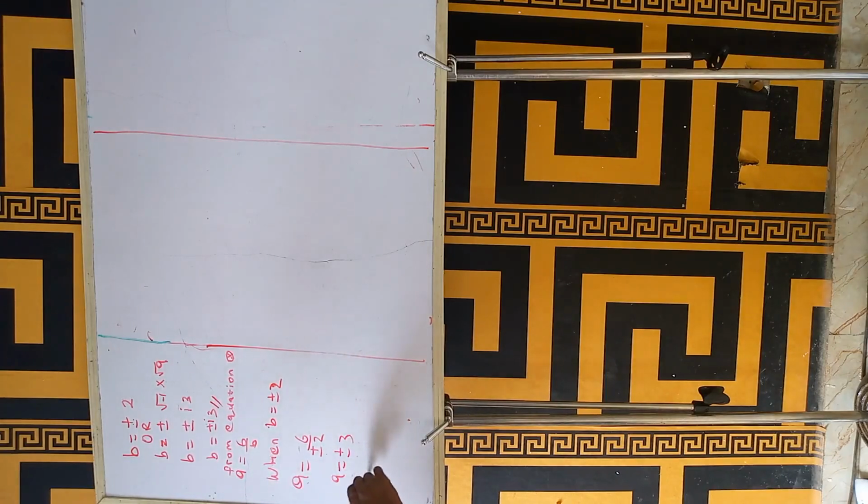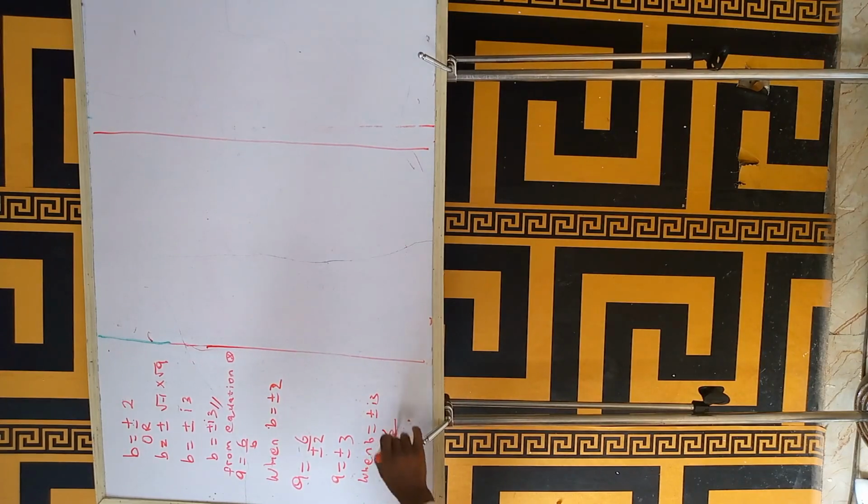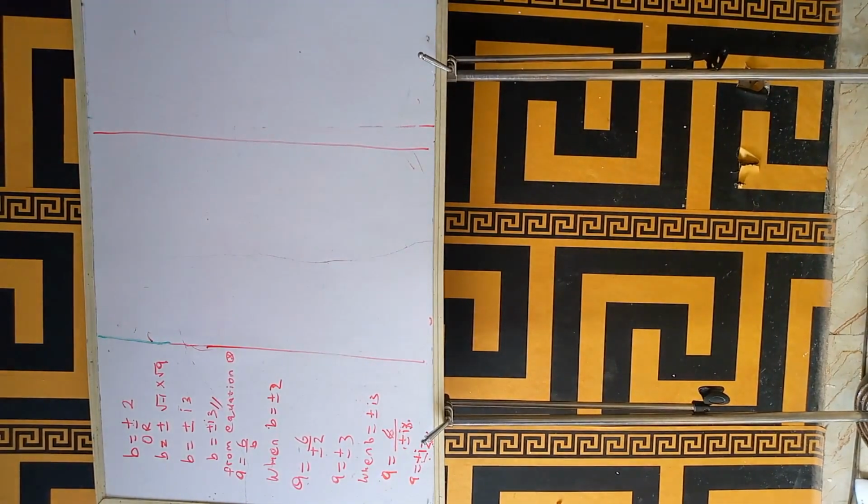When b equals plus or minus ib, I will definitely have something like this. For my a now, it will be a equals 6 over plus or minus i3, and I will definitely have plus or minus 2 for my a, plus or minus 2, and this I will come up for my a. Definitely these are what I get.